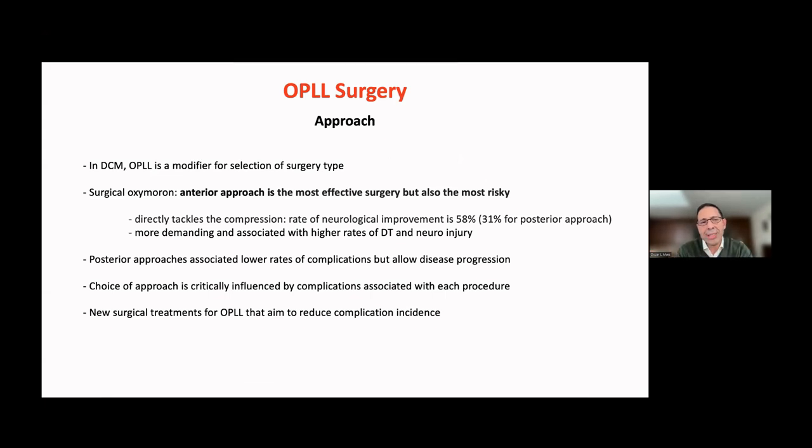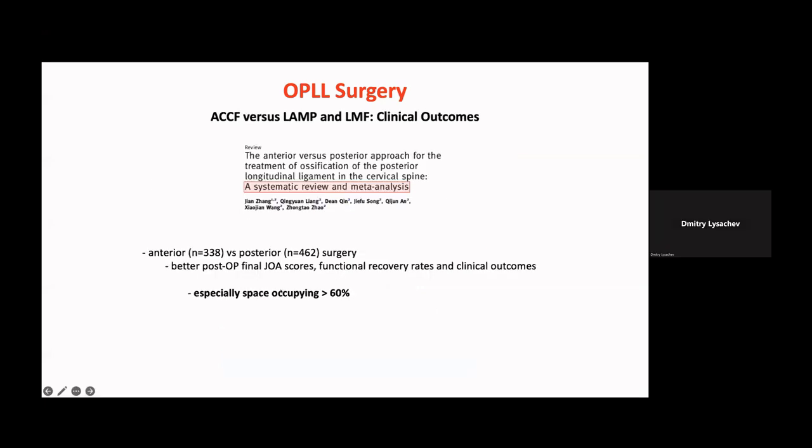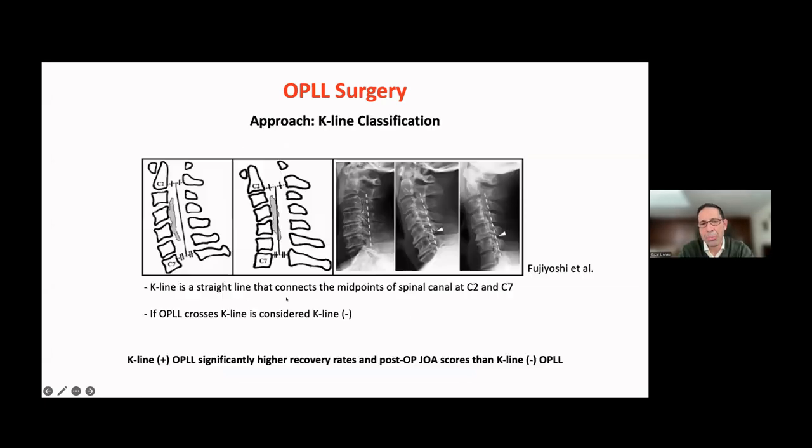When you think about an approach in the setting of degenerative cervical myelopathy, OPLL itself is a modifier for selection of type of surgery. We have here an oxymoron, a paradox: the anterior approach, the one that tackles the compression, is the most effective in terms of neurological improvement, but it's also the most risky, most associated with neural injury and dural tears. The posterior approach has lower complications, but a higher disease progression. So this is the trade-off, and new surgical treatments can aim to reduce these complications, and I think the next speakers will approach this topic. As you see here, the anterior approach gives better post-op JOA and neurological recovery than laminoplasty, especially if the space-occupying lesion is more than 60% of the canal.